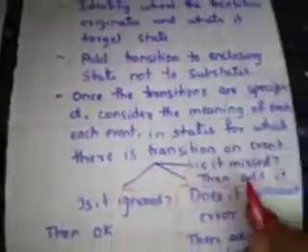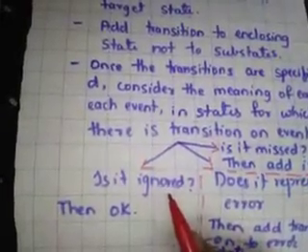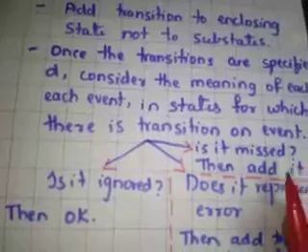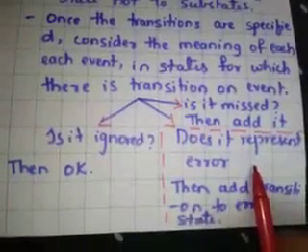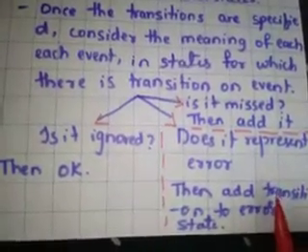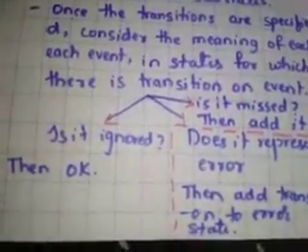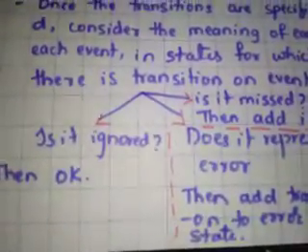When there is no transition depending upon an event, you should check: is it ignored or is it missed? If it is missed, then add it. Or you should think about whether it represents an error. If it represents an error, as we have done in the ATM case, where entering the wrong pin was an error, then you should add the transition to the error state also.